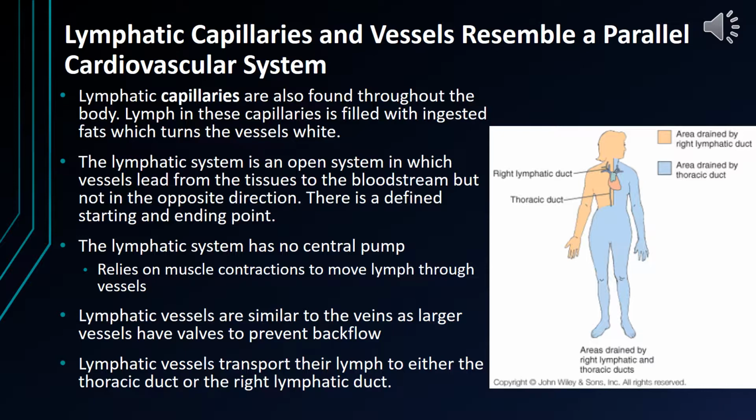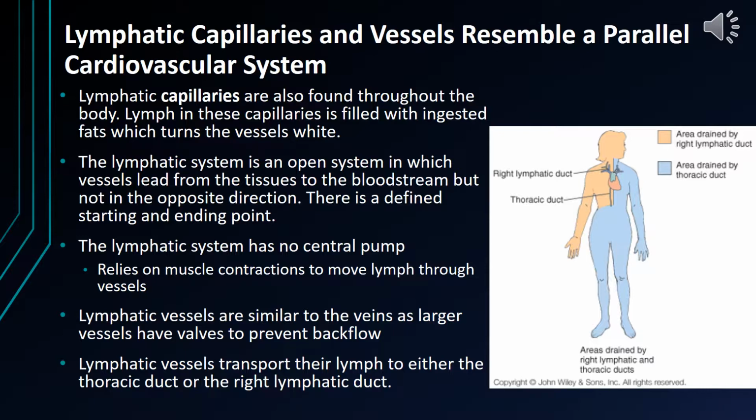The lymphatic system also has no central pump. Instead, it relies on the contractions of muscles to move the lymph through the vessels. The lymphatic vessels are similar to veins, as they also have valves to prevent backflow. The lymphatic vessels transport the lymph to either the thoracic duct or the right duct, which are the ducts responsible for draining lymph from the organs.